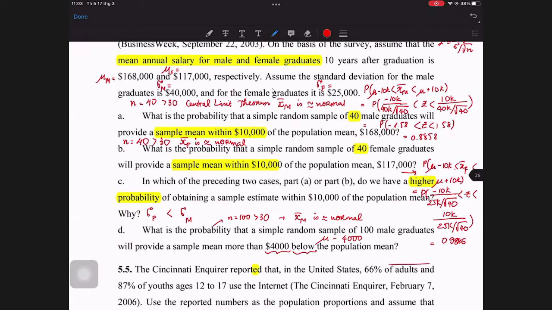So if we draw the graph like this, and this is the mean, $4,000 below the mean means that you have to go back here 4,000, and that should be this value here. You have to find the area here. So we have to find P of x bar male smaller than mu minus 4,000.